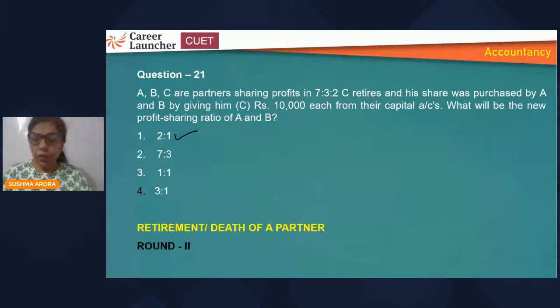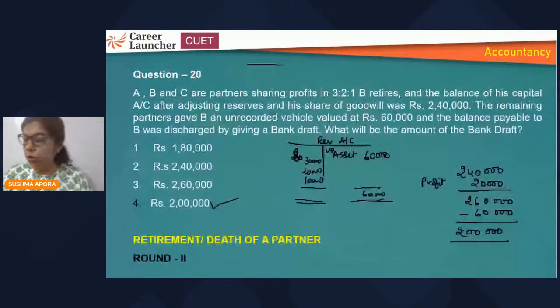Previous question I already showed. First you have to make a pre-valuation account, because that is one asset which is unrecorded. Now find it. And the share will be given to B as well, who is retiring: 20,000 and paid 60,000 through vehicle. So 2 lakh will be the final amount.